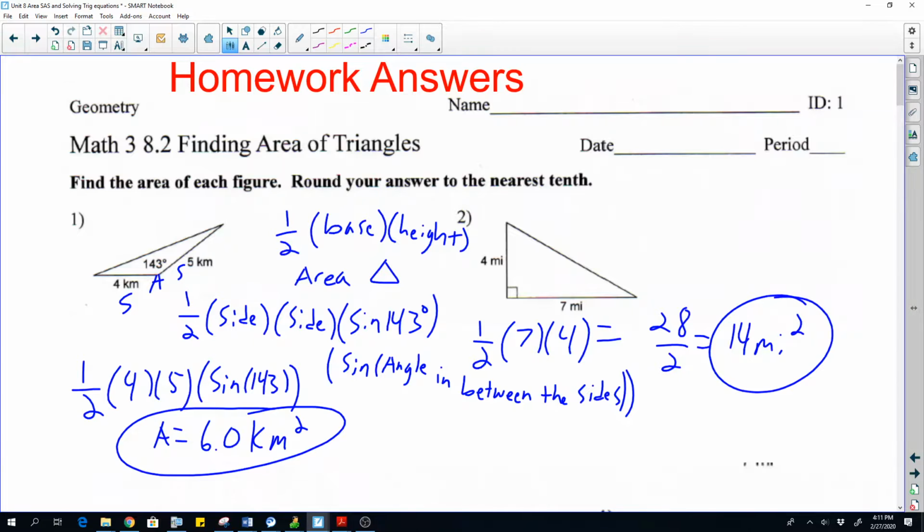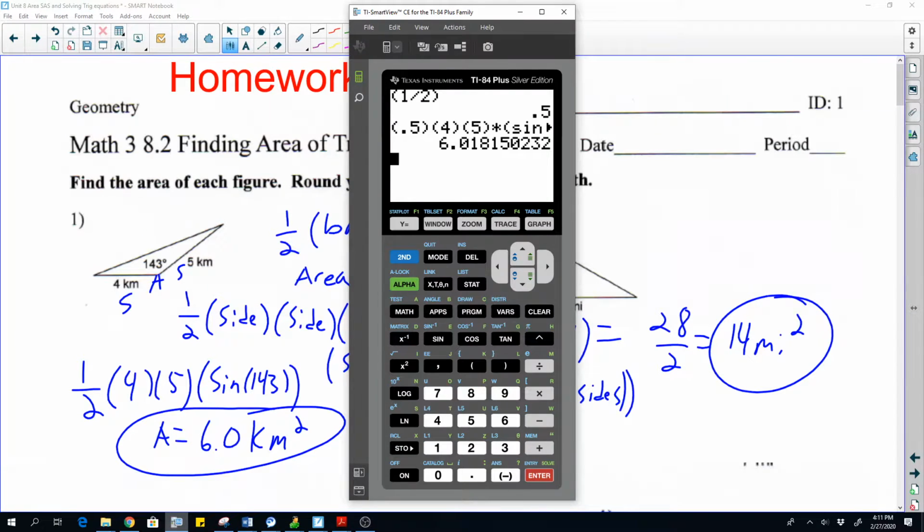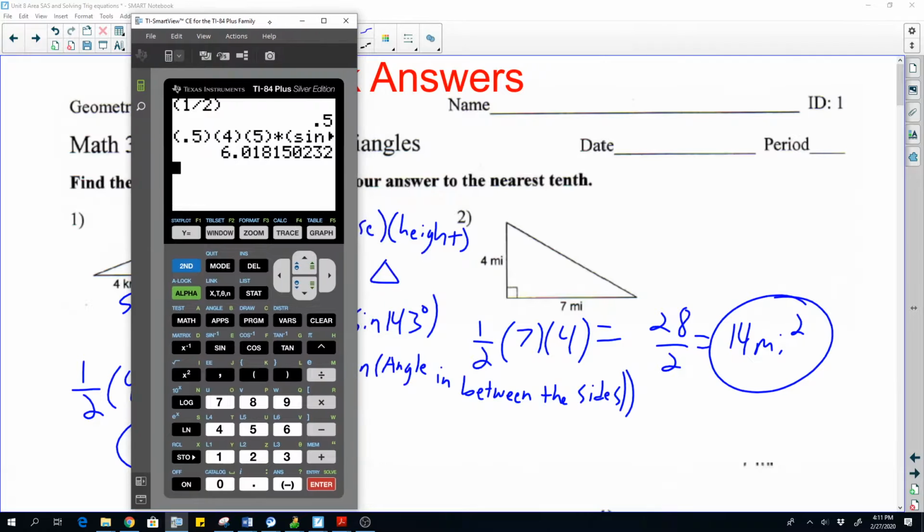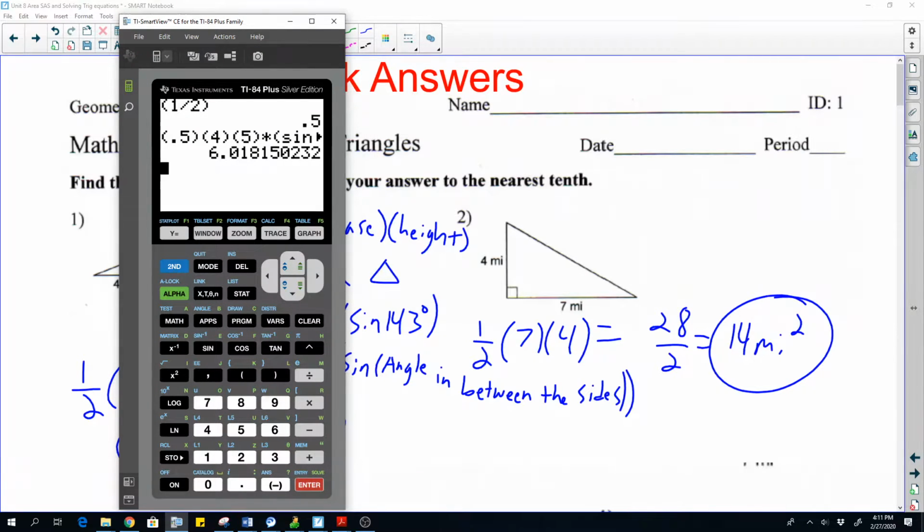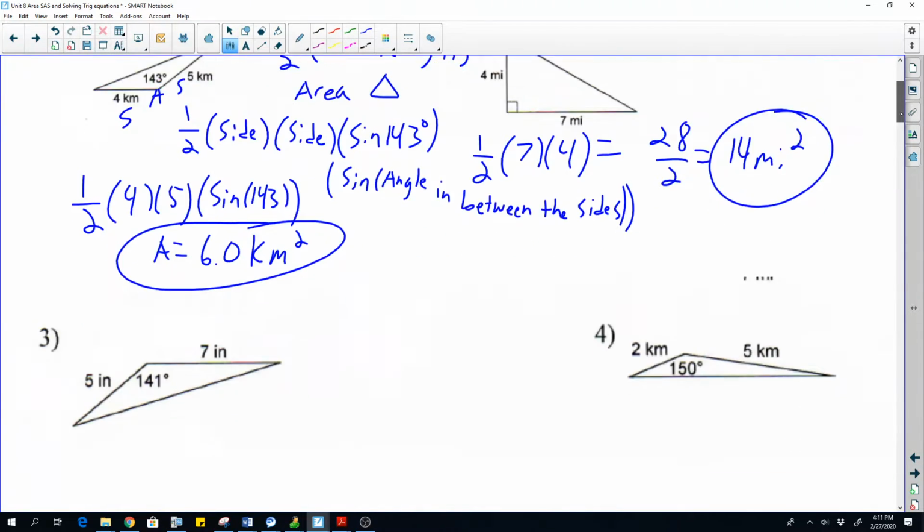I want to try it just because I'm curious with number 2, if it works with number 2 or not. Because that law of sines is pretty powerful, so we could try it just for grins. So it'd be 1/2 times 4 times 7. And what if I did times sine of 90 degrees? I think that's just 1, so I think it would work. It worked. 14. Cool. So that is definitely our area of a triangle.